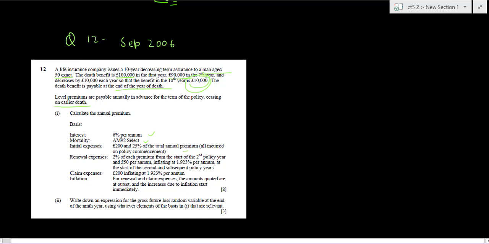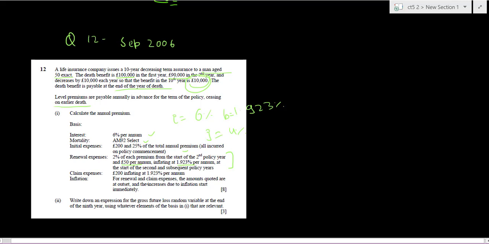Renewal expenses are 2% of each premium from the start of the second year, and there is an expense of 50 per annum, inflating at the rate of 1.923% per annum at the start of the second and the subsequent year. So they've given this increasing rate for these expenses. So you must remember that 6% and 1.923% cancel out. So if i is equal to this and b is equal to this, then j, the adjusted interest rate, comes out to be 4%. So that's something you must remember.